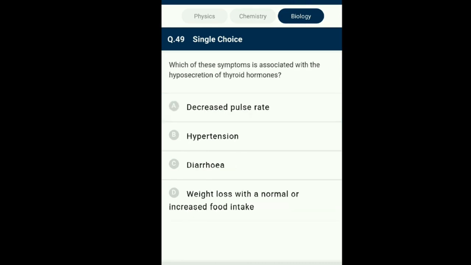Question number 49. Which of these symptoms is associated with hyposecretion of thyroid hormones? Undersecretion of thyroid hormone by the thyroid causes hypothyroidism. It can be due to inadequate function of the thyroid or release of thyroid stimulating hormone. It also occurs due to the deficiency of iodine. Poor ability to tolerate cold, slow heart rate, constipation, a feeling of tiredness, depression, and weight gain are some of the symptoms due to hypothyroidism. So the answer is option A, decreased pulse rate.